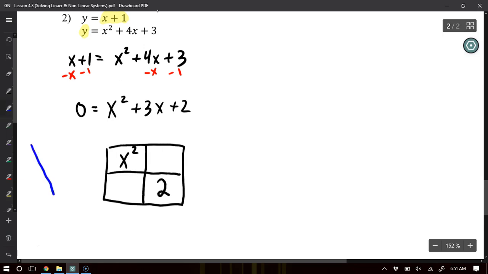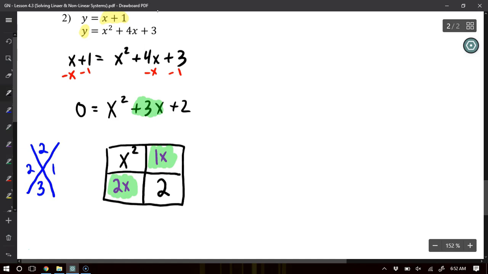And I'm going to remember that the diagonal that is blank is going to multiply to give me the same diagonal, a 2. And they're going to add to give me this middle term of 3x. So these two add to give me 3x. So I want to know what multiplies to 2 but adds to 3. And I think that's 2 and 1. So I'm going to put a 2x here and a 1x here.